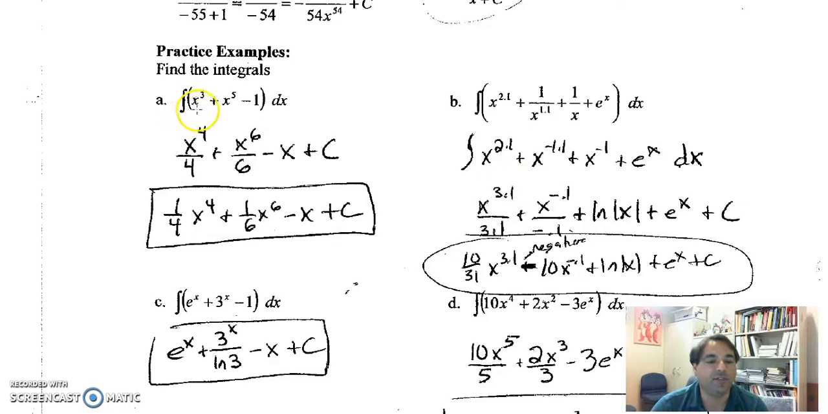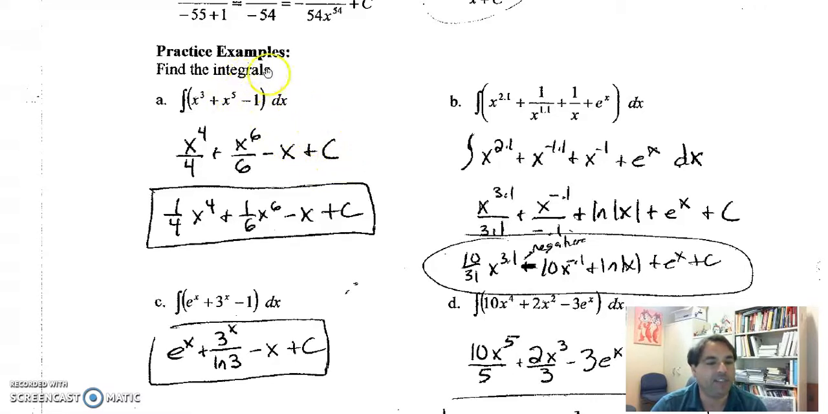If I had the integral of x cubed plus x to the fifth minus 1 with respect to x, I would take the integral of each one. So x to the third, I'd add 1, you get 4, divide by 4. So that would be 1/4 x to the 4. Plus 5 plus 1 is 6, divide by the 6, that'd be plus 1 over 6 x to the 6. And then minus 1, minus, and we just learned that the integral of 1 is 1x. Now, if this was a 5, it would be 5x. So you can see a pattern there. And then don't forget your plus c.